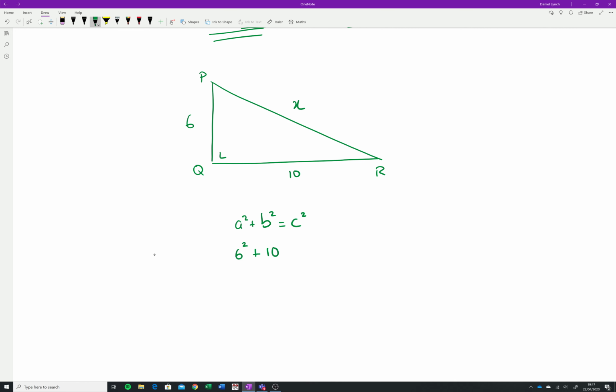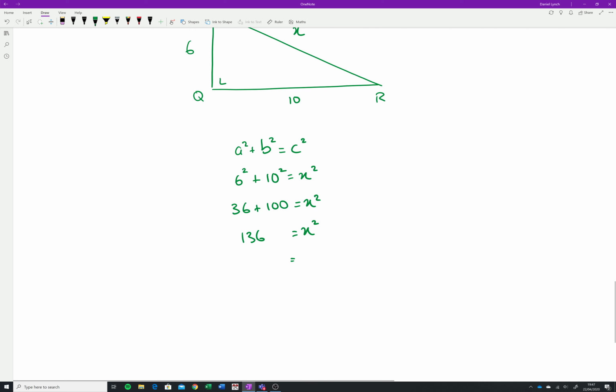6 squared plus 10 squared equals x squared. Just work it out as you go along. 36 plus 100 equals x squared. So x squared is 136. X will just be the square root of that.